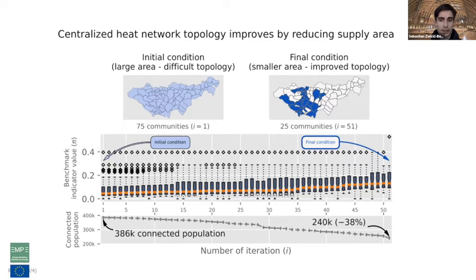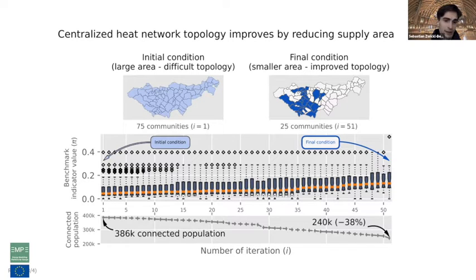but we have to improve the connection rate, and this is done and considered by the iterative downscaling technique, which is indicated here. So the iterative downscaling removes specific subregions that are difficult to be supplied from a heat supply perspective. And this results, for example, here in the provision of centralized heat networks in 25 different communities.